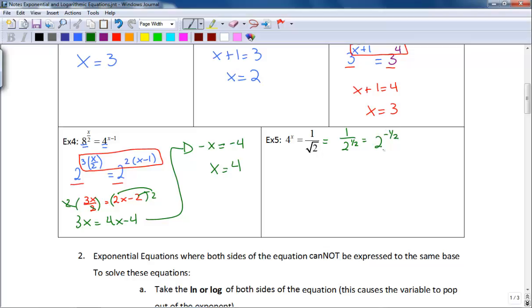Can I express 4 with a base of 2? I can. I can rewrite this as 2 to the second times that x, and then we have 2 to the negative 1/2. Now set the exponents equal to each other because you have the same base, and solve for x. So 2x is equal to negative 1/2. Solving for x by dividing by 2, which is the same as multiplying by a half, negative 1/2 times a half gives negative 1/4.